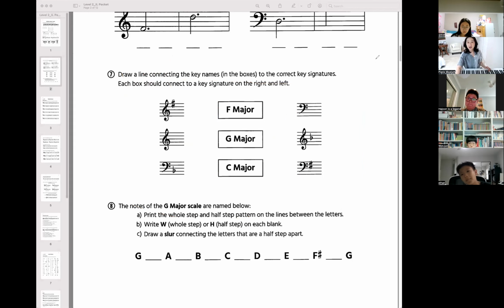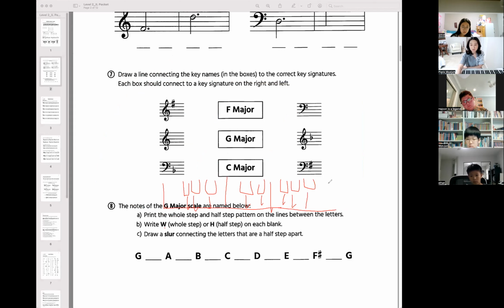오케이? 자, 그 다음에 이거. G에서 A는 whole step일까요? half step일까요? 이거 물어보는 거야. 자, 그러면 first let's draw the keyboard. 먼저 피아노 건반을 그려져 있을 거야. 너네는 테스트야. Maybe there is already a keyboard, so you don't have to worry about it.